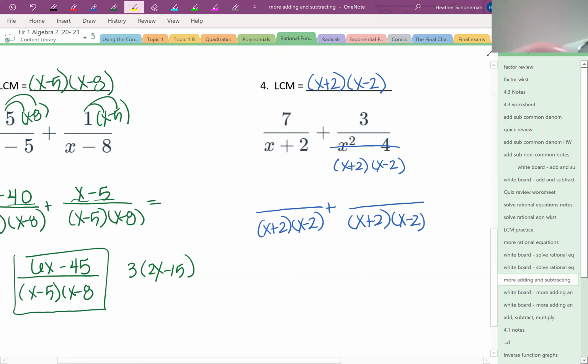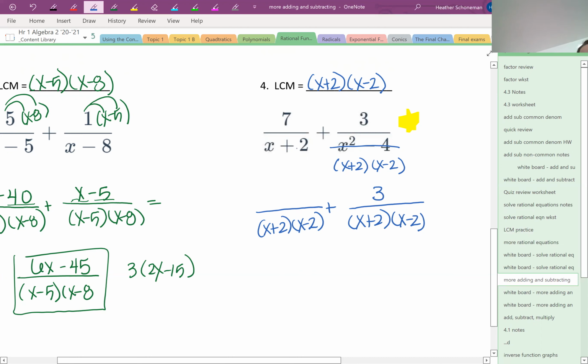The second fraction over here on the right, the denominator already is the least common multiple. I don't need to change anything, so I'm just going to leave it as a 3. Notice when I write my least common multiple, it's in factored form. When I write my denominator, it's in factored form. You don't multiply them back out.